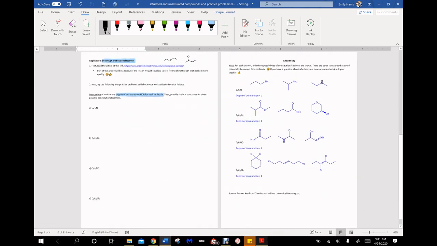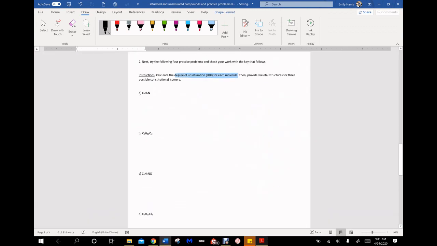All right, but that's it. So read the article, try the 4 practice problems, and check with your key, and you'll be uploading a picture of your work for the 4 practice problems.